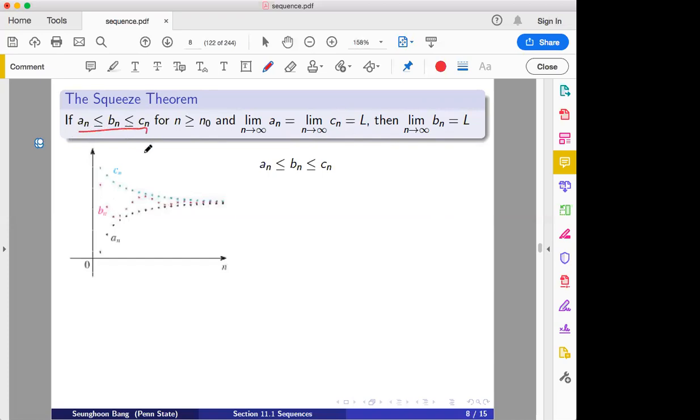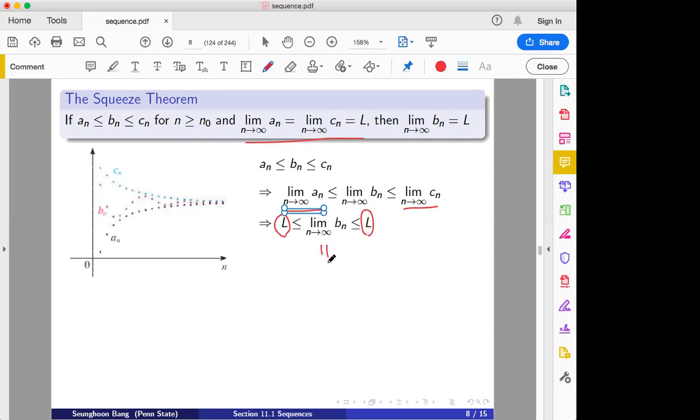Bn is between An and Cn. The next step, take the limit. So the limit of An is L, and the limit of Cn is L. So we have used this idea. What happens in the middle one? The limit of Bn is between L and L, exactly L. This is the whole idea.